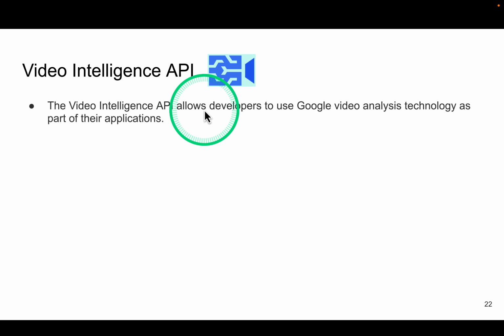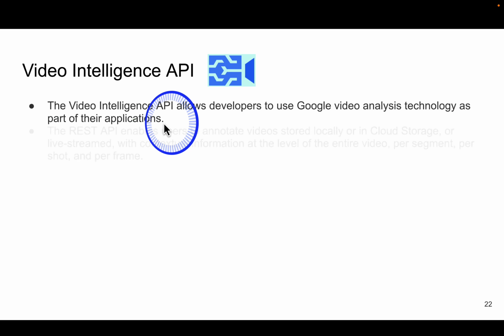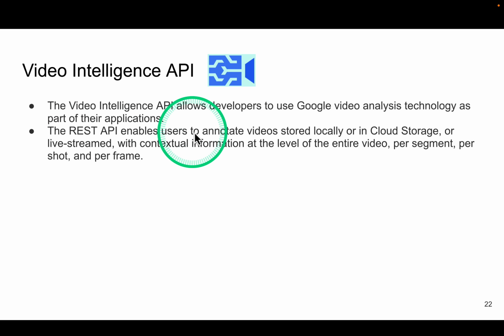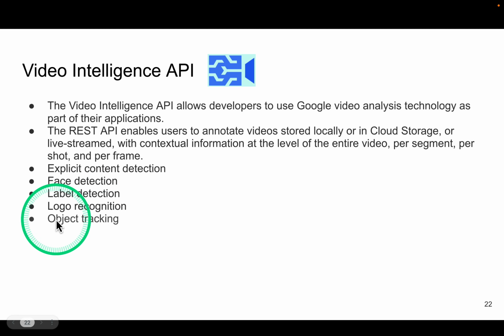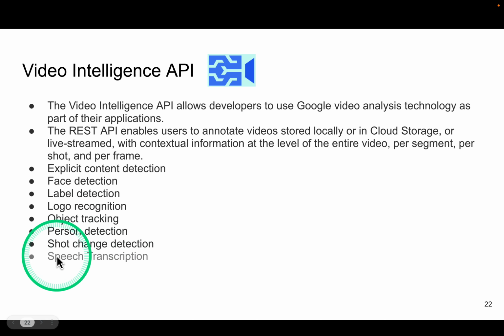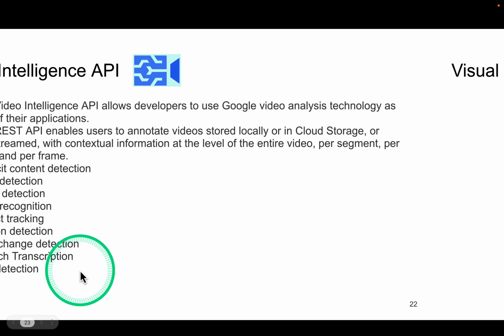Okay, next is Video Intelligence API. The Video Intelligence API allows developers to use Google Video Analysis technology as part of their applications. The REST API enables users to annotate video stored locally or in cloud storage or live streamed with contextual information at the level of the entire video, per segment, per shot and per frame. Explicit content detection, face detection, label detection, logo recognition, object tracking, person detection, shot change detection, speech transcription, text detection.